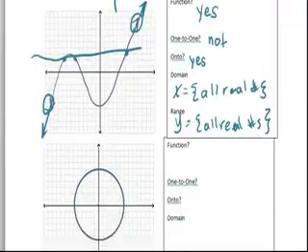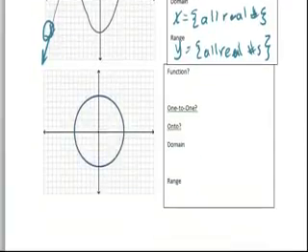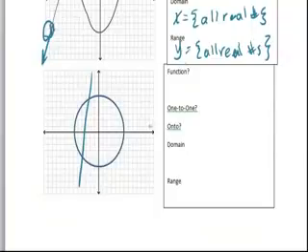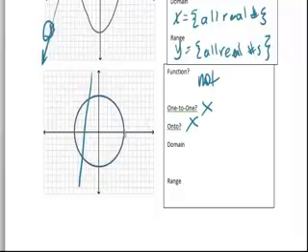Okay, and this last one is a circle. It does not pass the vertical line test, so it is not a function. Because it's not a function, we aren't going to check if it's one-to-one or onto, but we will look at the domain here. And what I want you guys to notice is the domain is as far as it goes to the right and as far as it goes to the left.